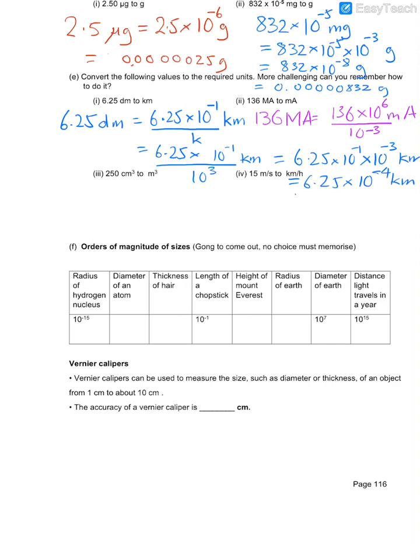Okay, let's write it in green. 250 cm cube. This is how I do it. Look, 250 cm times 1 cm times 1 cm. Look. 250 cm times 1 cm times 1 cm is 250 cm cube, right?